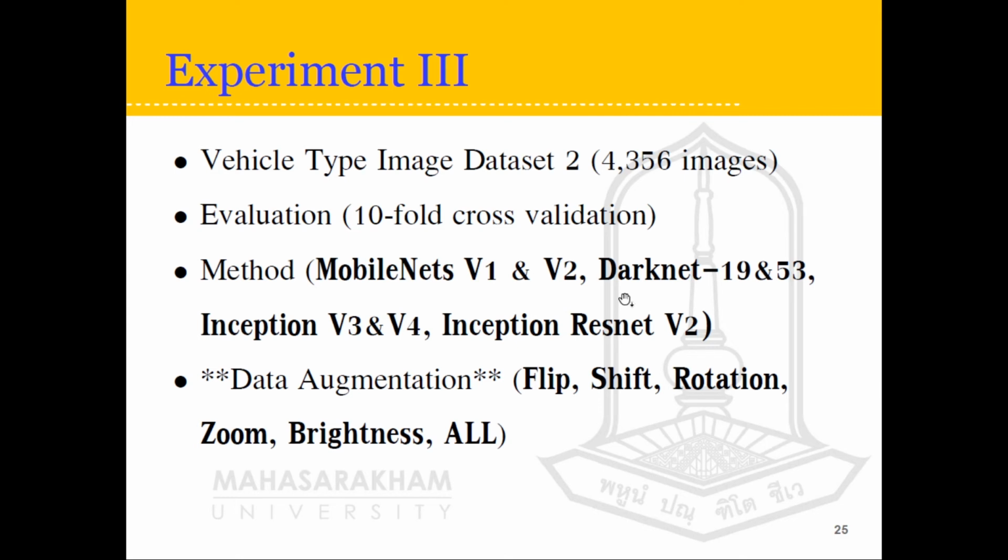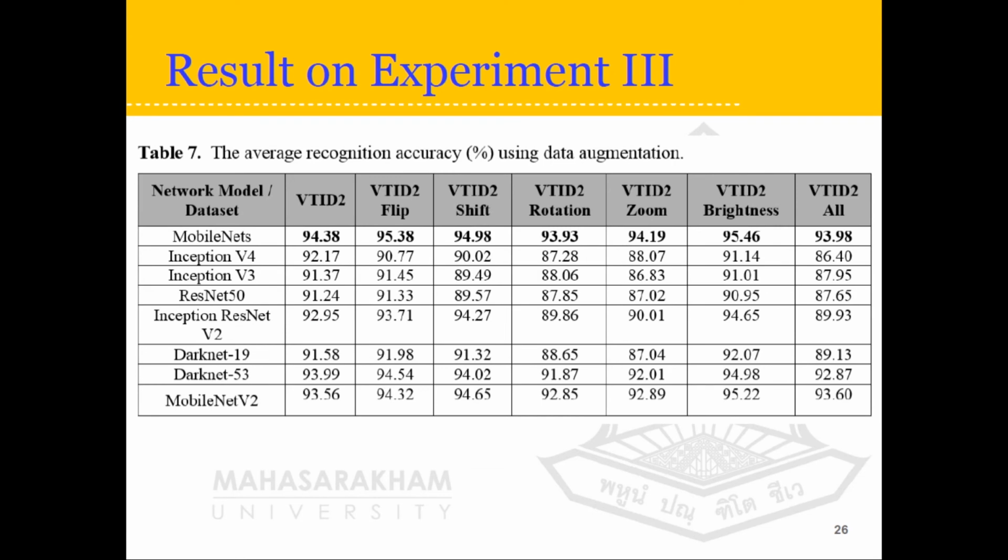Moreover, we include 5 data augmentation techniques in our vehicle image dataset to find the best data augmentation technique that fits with our VT82 dataset. The result in table 7 confirms that MobileNet is still the best model for our vehicle type image recognition. It gave us the highest accuracy compared to the other 7 CNN models, even with or without data augmentation.